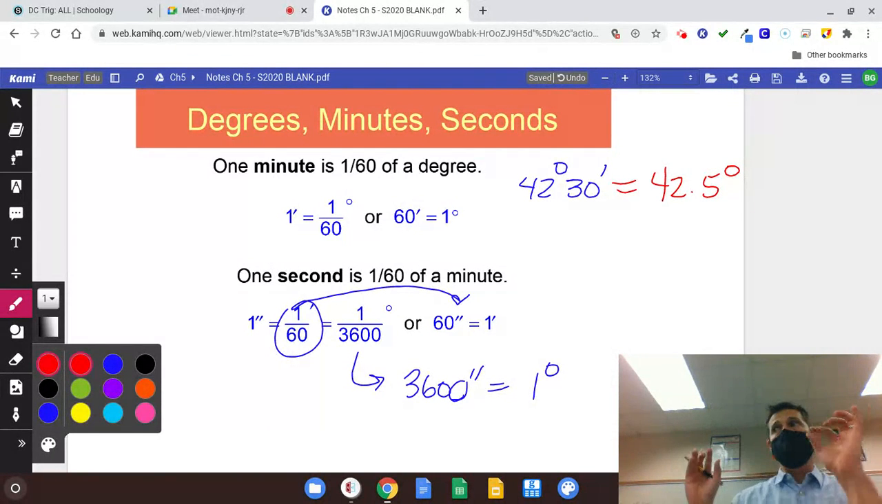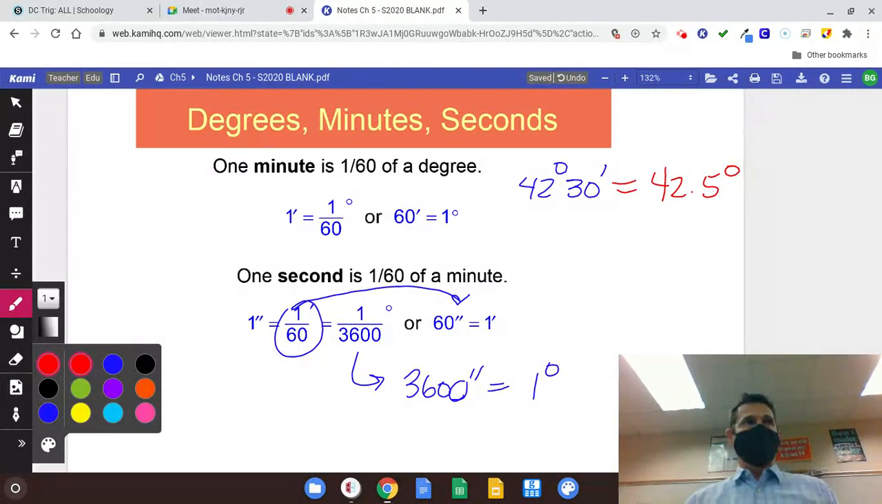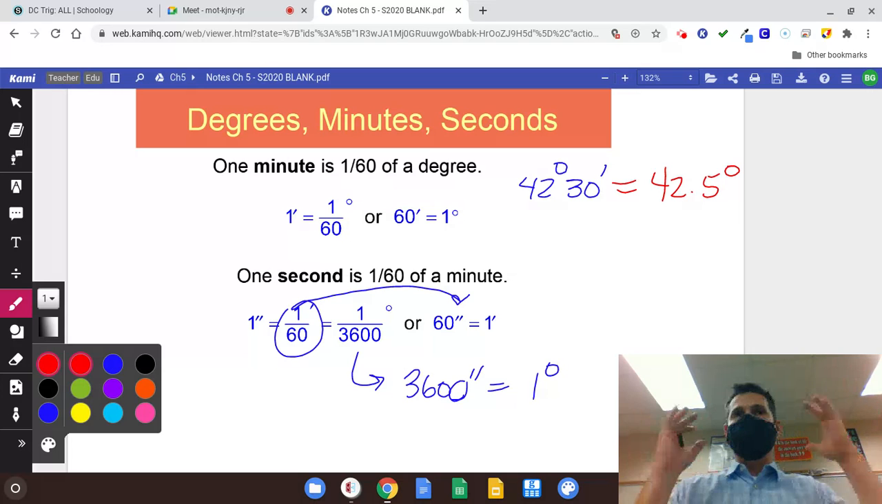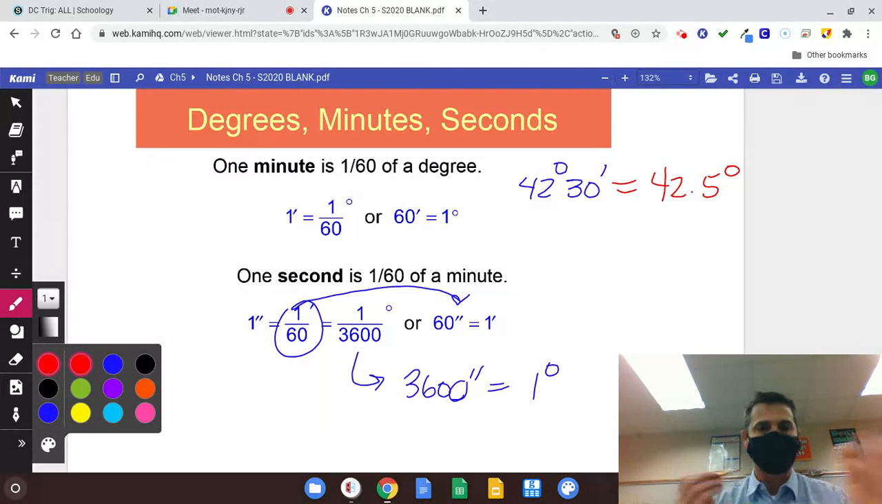Now, I know that probably everyone in this room understands 42.5 better, okay? But think about a time on a clock, okay? If something took 2 hours and 30 minutes, that's what you would say. You wouldn't say 2.5 hours. You'd say 2 hours and 30 minutes just because it's easier in that context. So imagine thousands of years ago, it was easier for them to talk about degrees and minutes, okay?